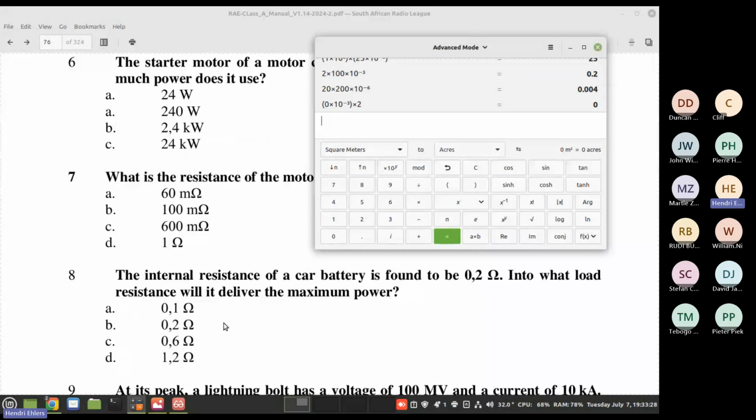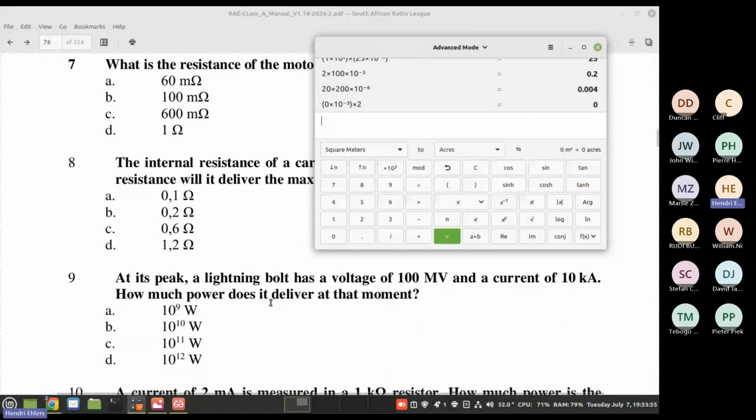The internal resistance of a car battery is found to be 0.2 ohms. Into what load resistance will it deliver maximum power? B, Bravo. Correct, yes. That's just something you've got to remember, that the internal resistance and the load resistance must be the same. That is an easy point, or easy marks, to get.